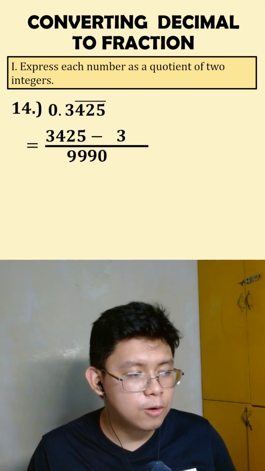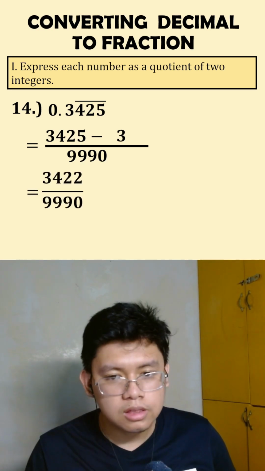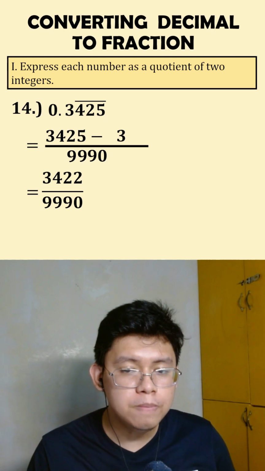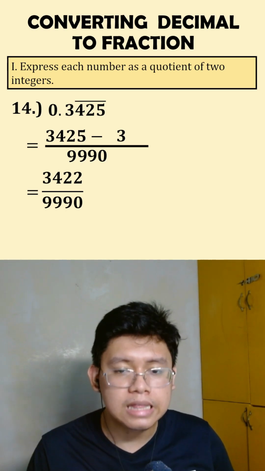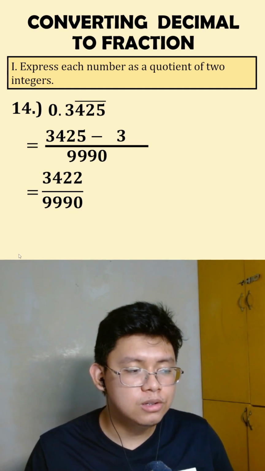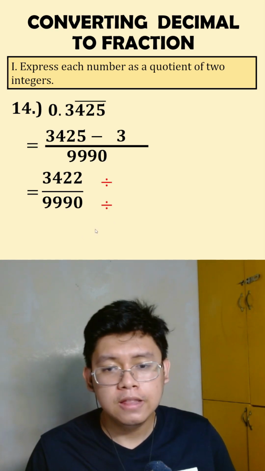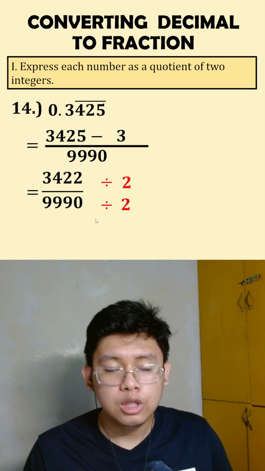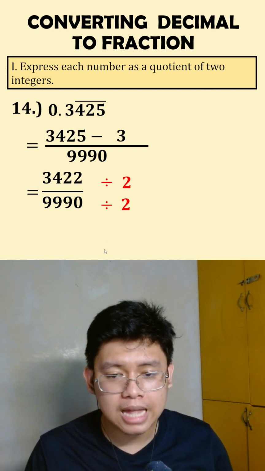Okay, simplify natin yung numerator natin. So, 3,425 minus 3, that will give us 3,422. And yung denominator natin, it will still be 9,990. Now, simplify natin yung fraction natin. So, let's identify the common factor. They are both divisible by 2. So, divide natin yung numerator natin and denominator natin by 2.